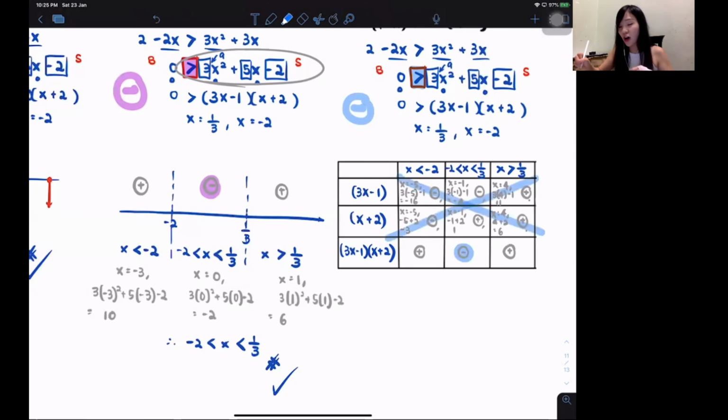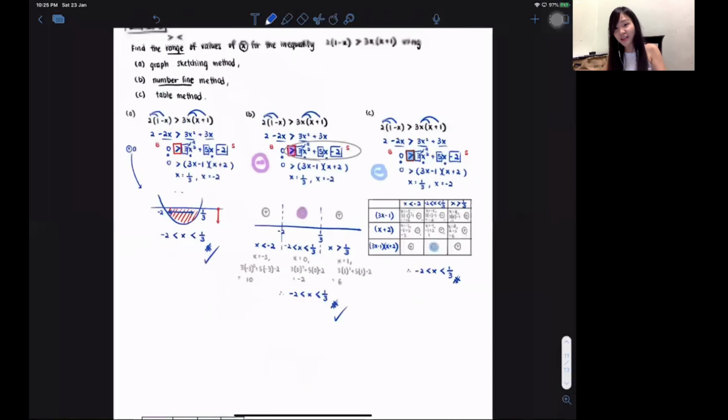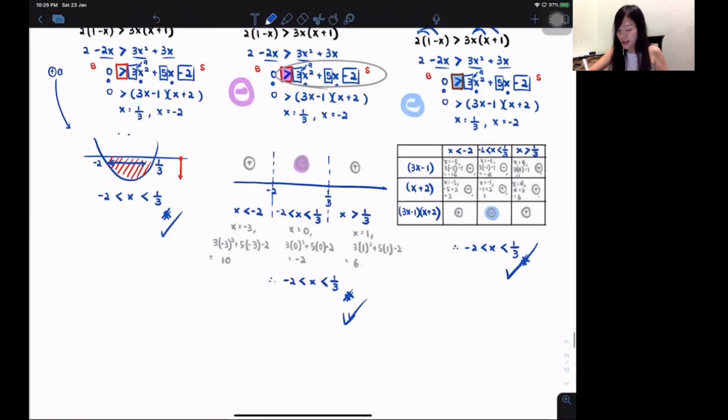Don't look at the top two rows. Look at the last row, okay? Because the last row is the combination of the whole equation. So you guys will choose the negative one. So the negative is this one. So that part is the answer. So the answer will be x bigger than negative 2, smaller than 1 over 3. Most important, is it the same answer as A and B? Yes, done. Hopefully all of you understand everything I say.